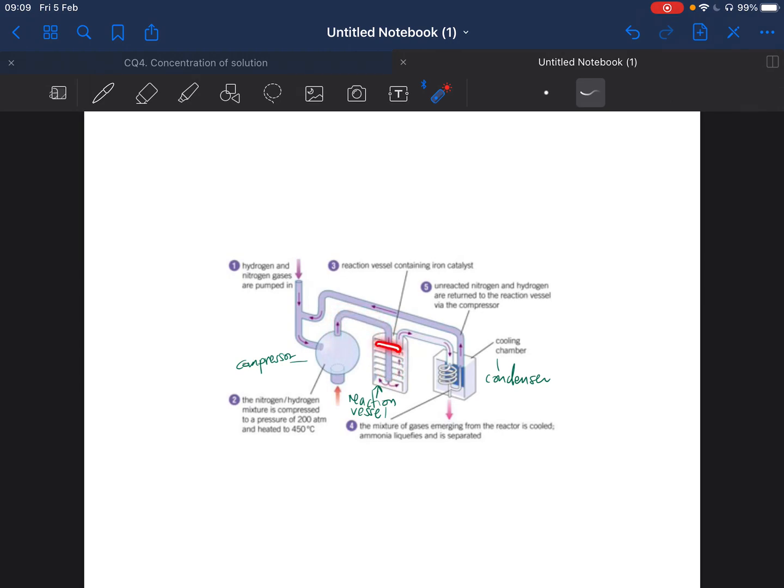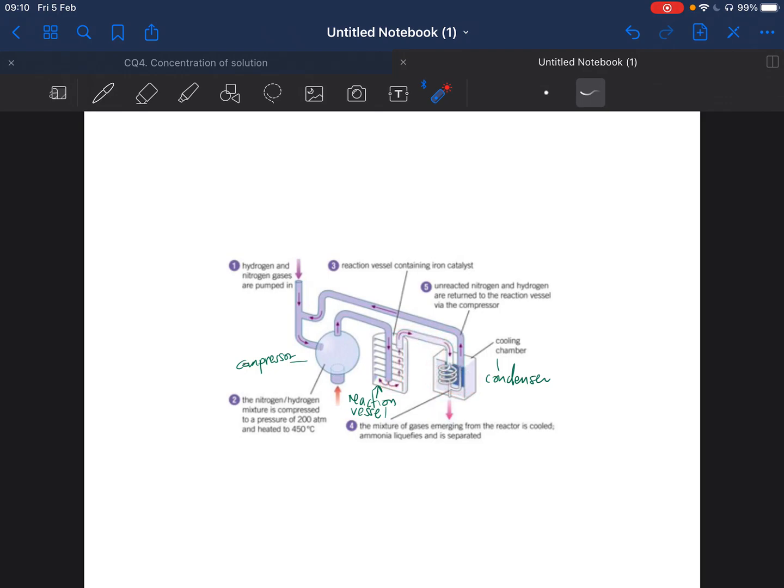And as you can see, there are like layers here in the reaction vessel. Each of these layers is our iron catalyst. And so as they fall through the reaction vessel, they will lay on and touch the iron catalyst, and then they will react. Now remember, this is a reversible reaction, so not all of the reactants will react. And what happens then is the reaction mixture is moved out of our vessel and into our condenser.